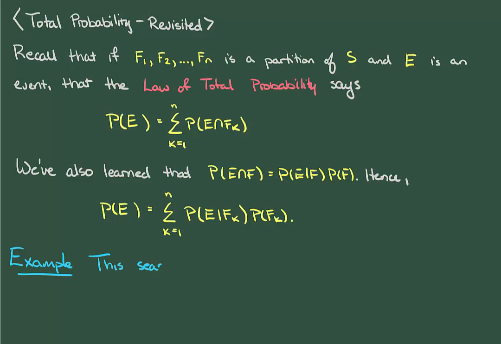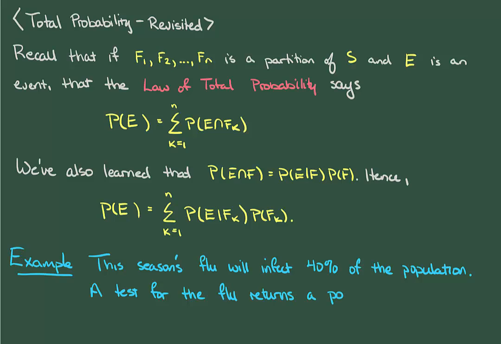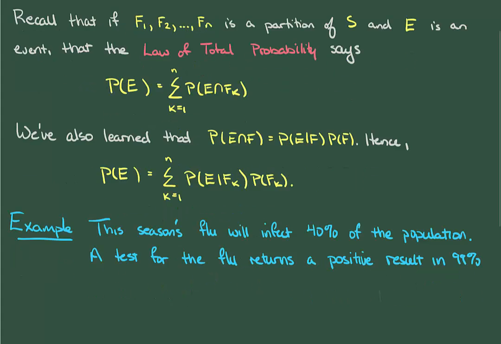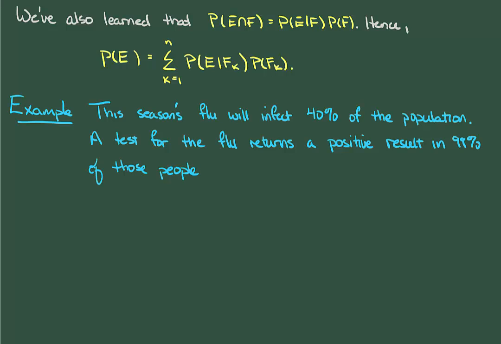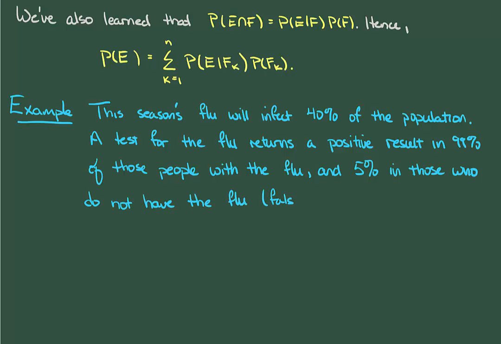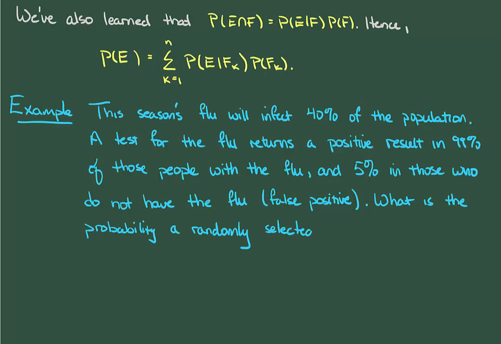As an example, let's look at the seasonal flu. We're told that the flu will infect 40% of the population, and that we have a test for the flu. However, this test only returns a positive result 99% of the time if you actually have the flu, and 5% of the time it will say that you have the flu even if you don't have it. This is called a false positive. So if we pick someone totally at random from the population, what's the probability that if they're given the flu test, it comes out positive?